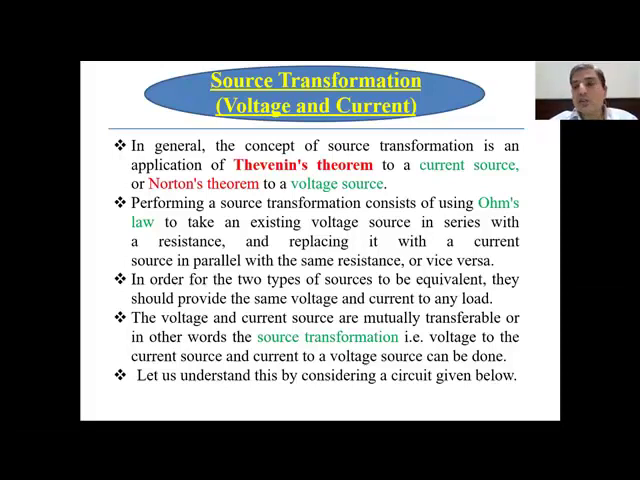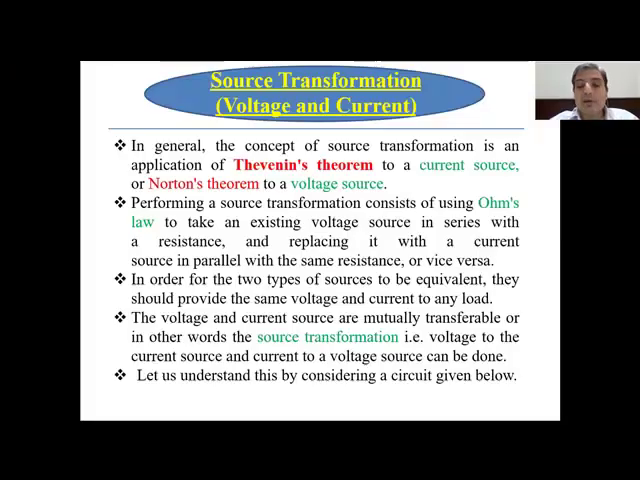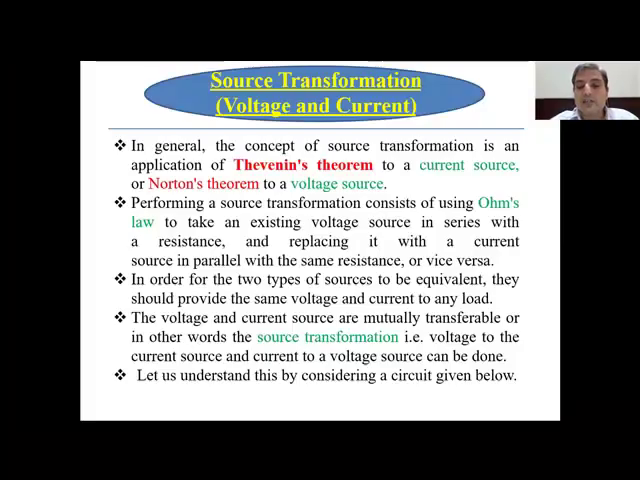In performing a source transformation, we apply Ohm's law, where a voltage source available in series with the resistance will be replaced with a current source in parallel with the same resistance. Remember, the resistance value will not be changed. Only the equivalent voltage value and current value will be changed. Or it is the vice versa: if we replace a current source in parallel with the resistance by a voltage source in series with the resistance.